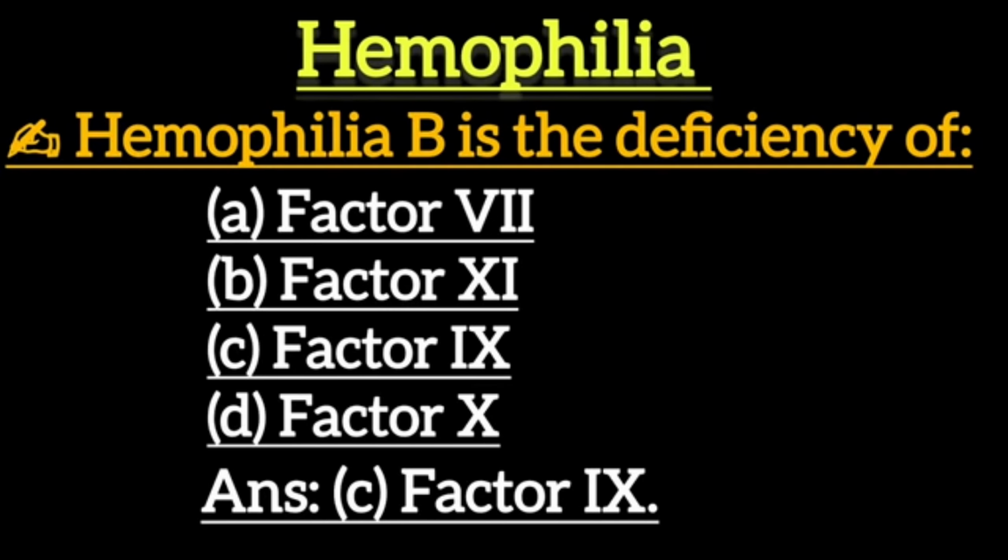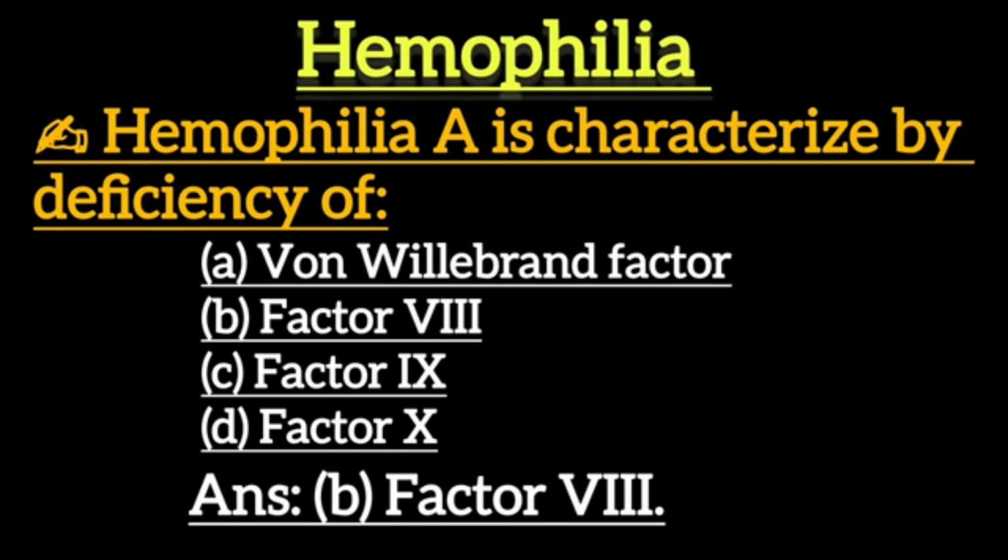Next one: hemophilia B is the deficiency of option A, factor 7, option B, factor 11, option C, factor 9, option D, factor 10. Correct answer is option C, factor 9. Next one: hemophilia A is characterized by deficiency of option A, von Willebrand factor, option B, factor 8, option C, factor 9, option D, factor 10. Correct answer is option B, factor 8.